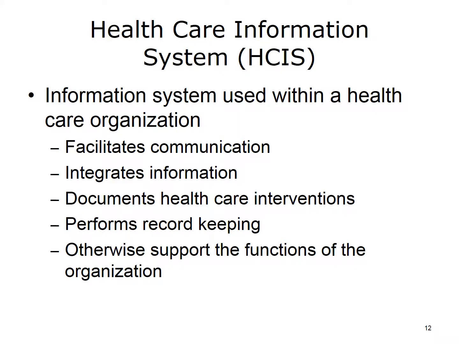Having defined the concept of an information system and identified the major categories of information systems, the next step is to unite information systems to the healthcare domain and describe the various types of technologies that support a healthcare information system. As defined by Vogel and Peralt, a healthcare information system is an information system used within a healthcare organization to facilitate communication, to integrate information, to document healthcare interventions, to perform record keeping, or otherwise support the functions of the organization. An example would be a hospital information system, HIS.